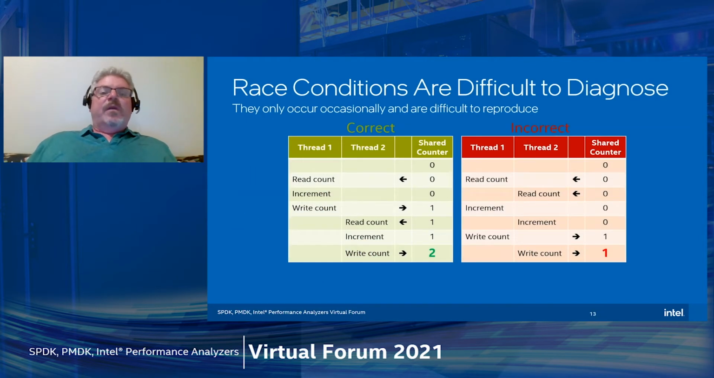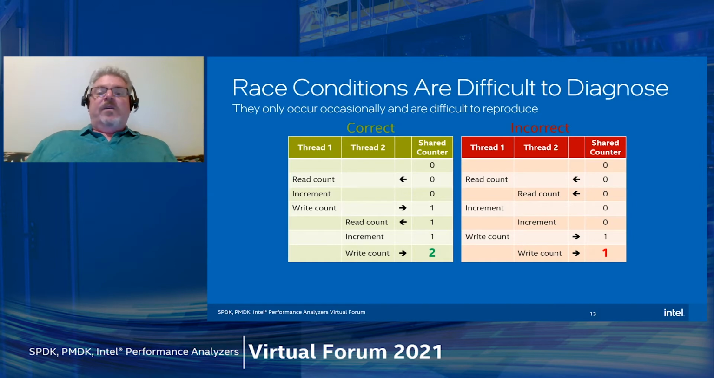I've mentioned data races several times. Let's go over what exactly a data race is. In this example, we have two threads, thread 1 and thread 2. In the first case, thread 1 is doing a read, an increment, and then a write. Thread 2 then steps in and does a read, an increment, and a write. So eventually, we come up with the final value of 2.